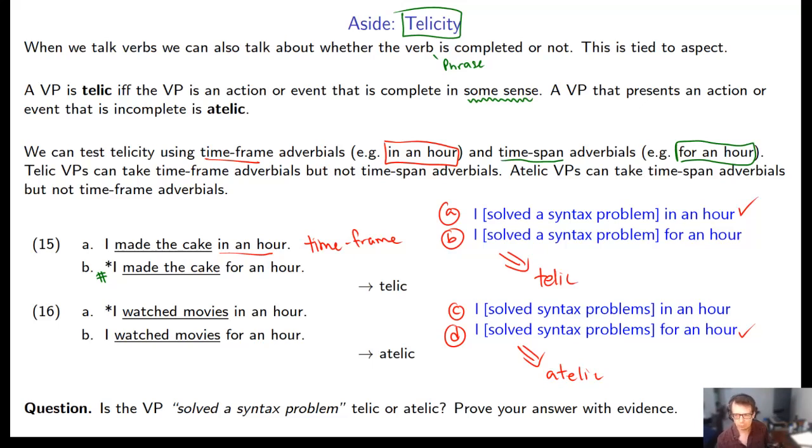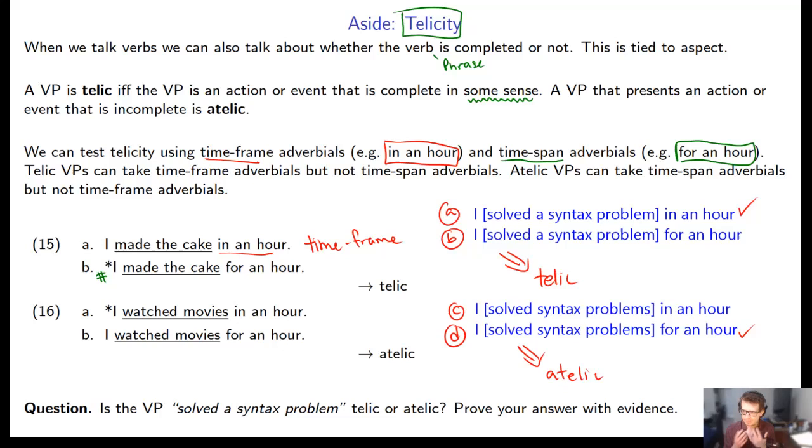So really all we did here was change the plurality grammatically. This is where syntax and semantics do split a little bit. Grammatically or syntactically, all we've done is change a singular to a plural. But in terms of meaning, we've done something a little bit more. We've changed "solved a syntax problem", one event, to "solved syntax problems" and given it the meaning of an activity. "Solved a syntax problem" is like an accomplishment.